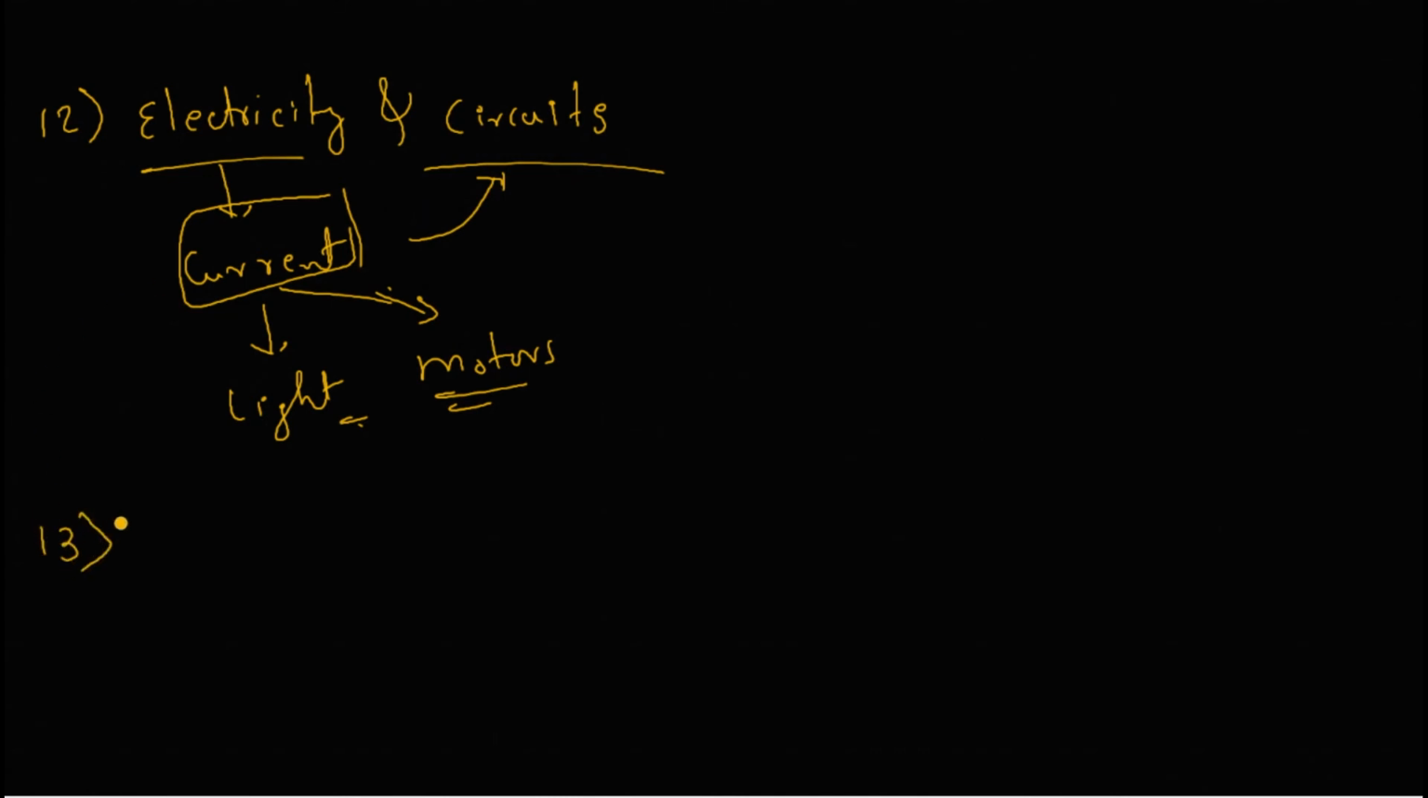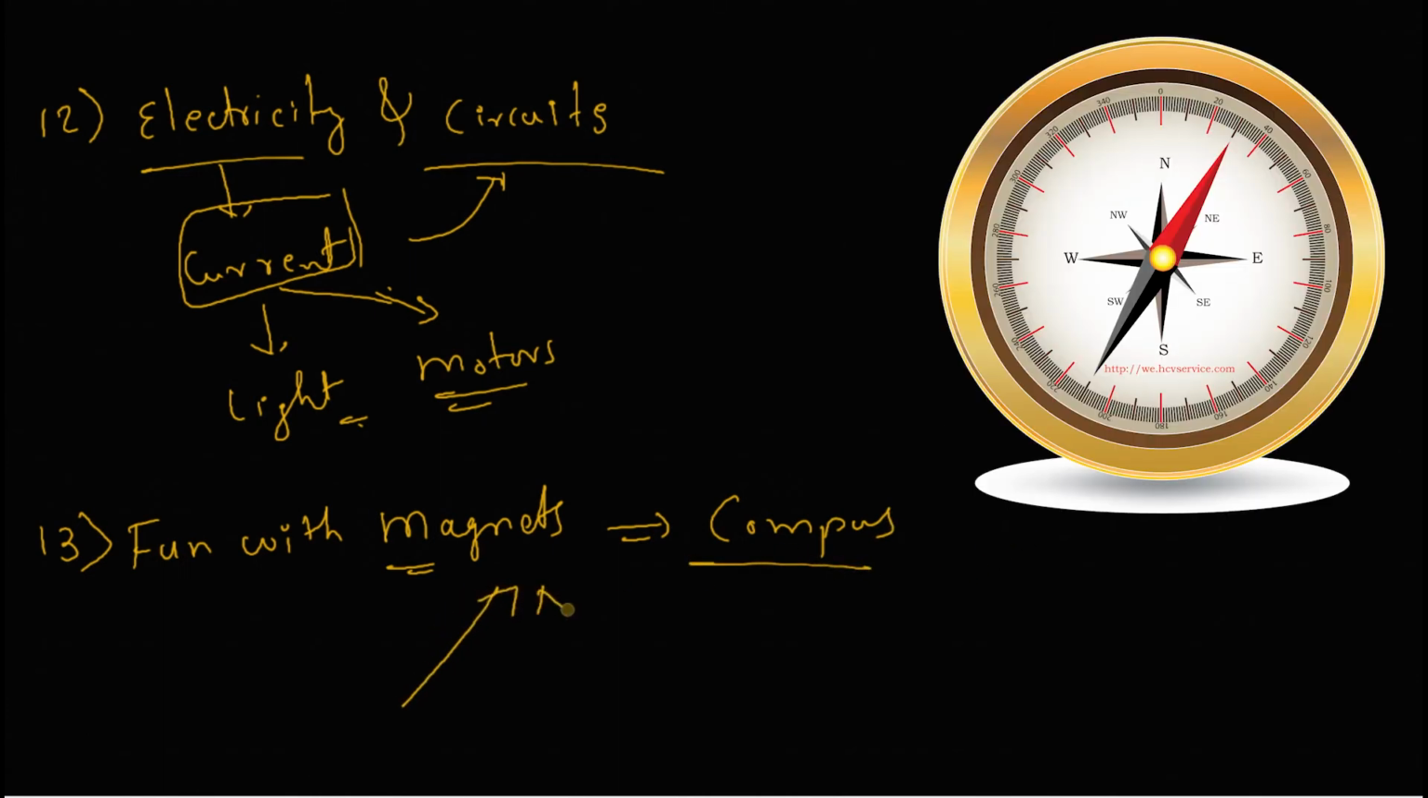13th chapter is fun with magnets. The best example is, I'm going to give you a compass. Here the compass is going to show you this arrow mark, north and south. Okay, this is a compass.